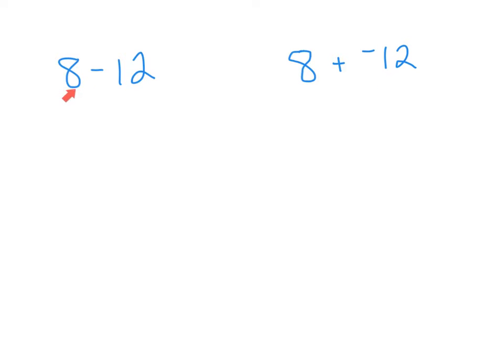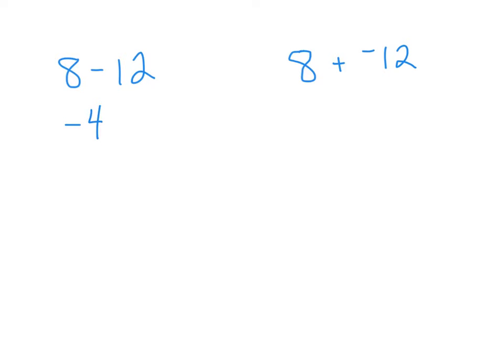So in this case, I could look at this problem and think about it in terms of money. I have $8 and then someone takes away or subtracts $12 from what I have. I can tell I'm going to have less than $0 now because I only have $8 and someone's taking away $12. So I'm left in this case with -4.